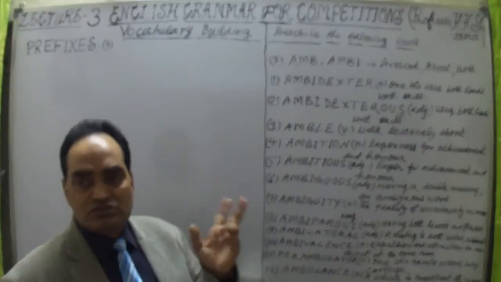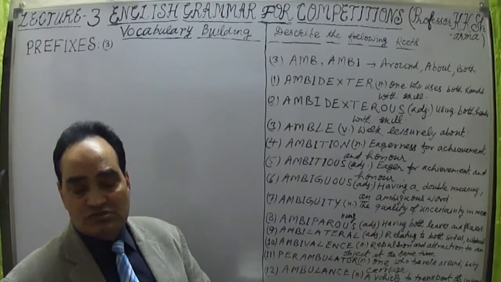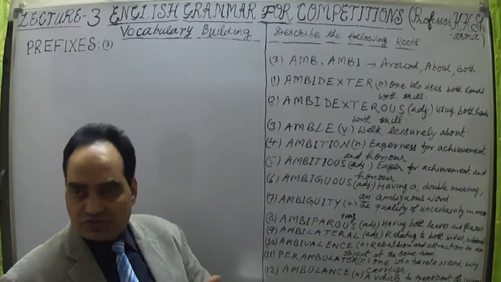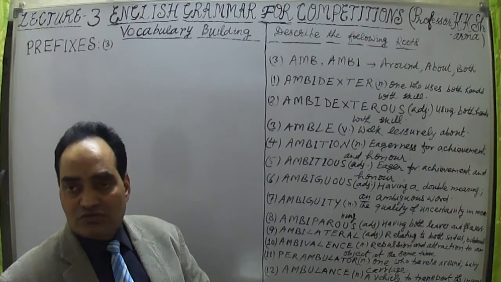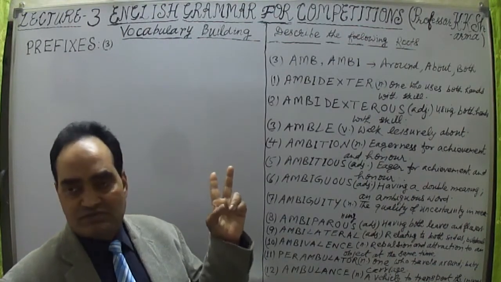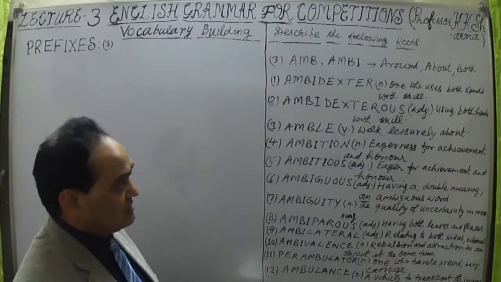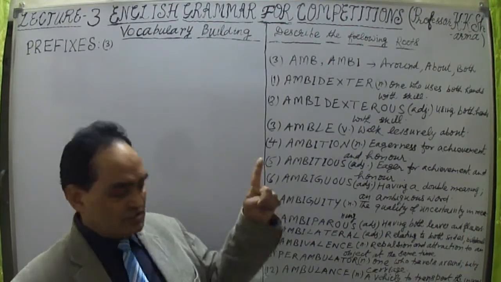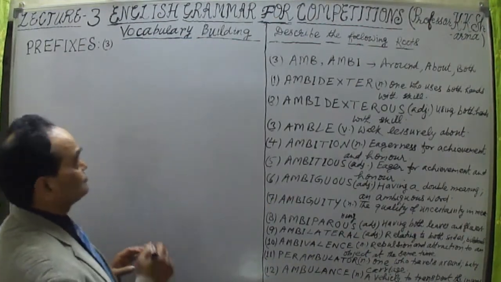About and around, these two words are also there. These two words are taken from the base root from Latin. This prefix has been taken from a Latin root. Let me just talk about the Latin root words, and then I'll take the words which are based on this prefix. So let me introduce this.